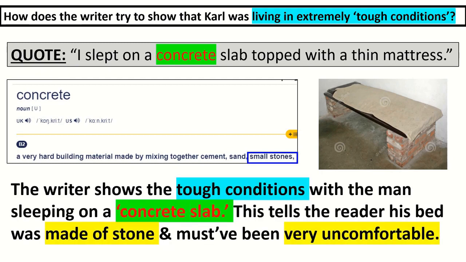The writer shows the tough conditions with the man sleeping on a concrete slab. This tells the reader his bed was made of stone and must have been very uncomfortable. Again, blue is my question, green is my quote, and my yellow is my definition.